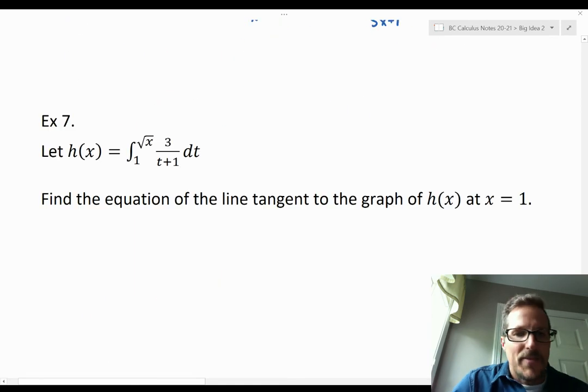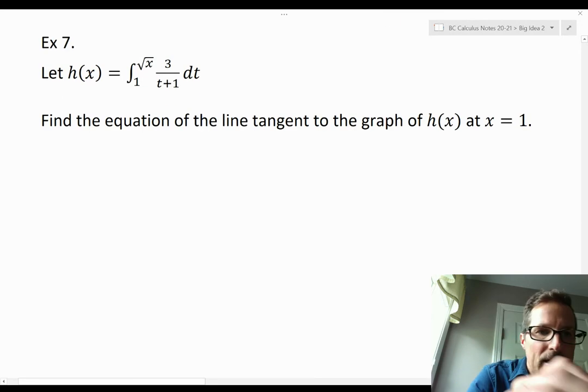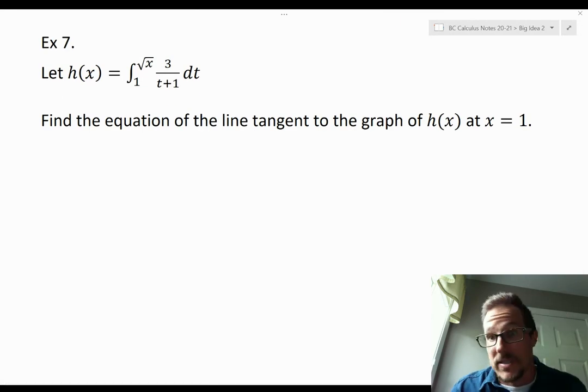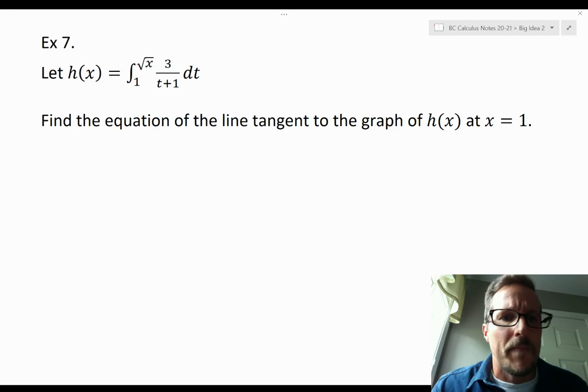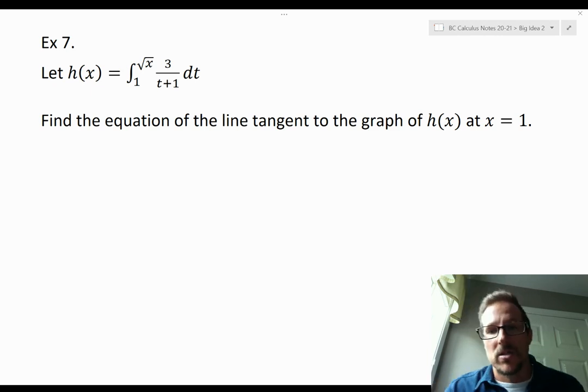Okay, last problem is an application of this idea of derivative of an integral expression. So I've got a function h of x. It's defined as an integral function, right? The integral from 1 to root x. Hey, 3 over t plus 1 seems to be a common theme here. All right, we're going with it. So here is my function h, and I'm asked to find the equation of a line tangent to the graph of h of x.